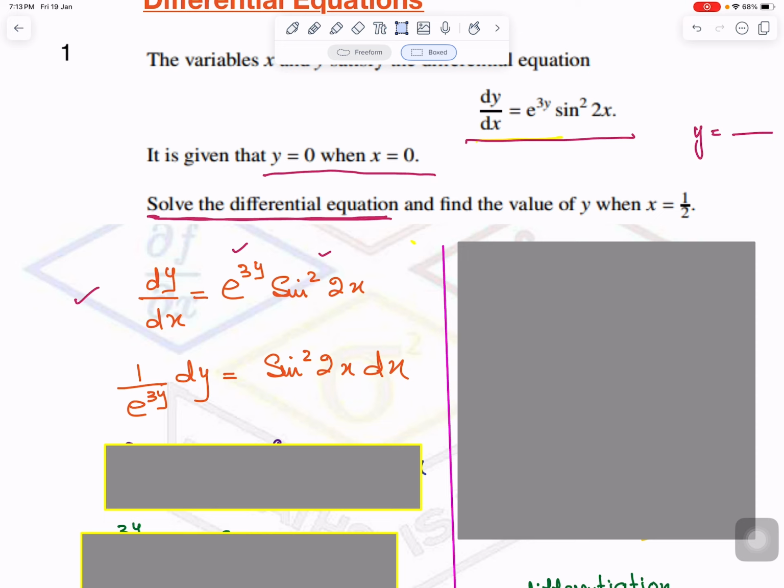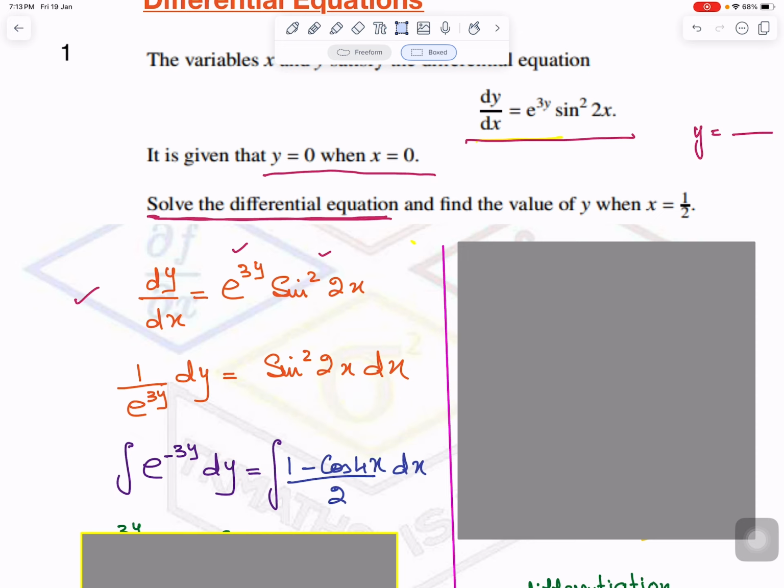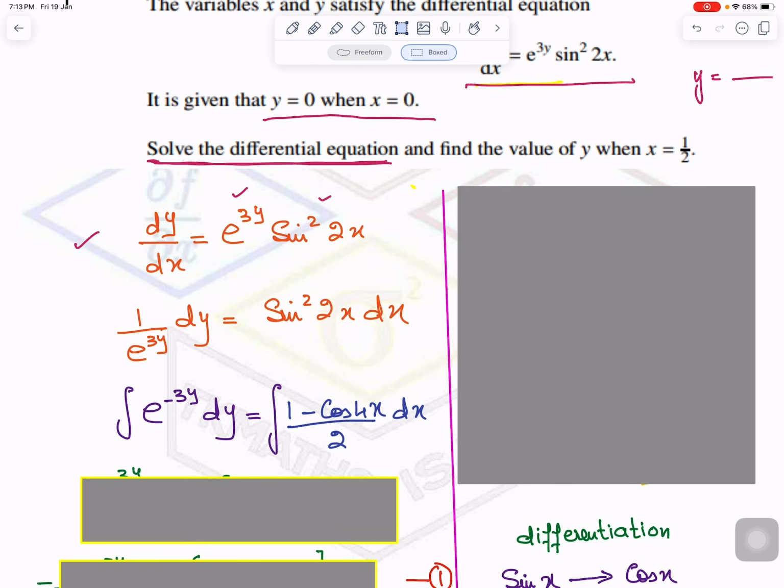So now I will apply the integration sign. First of all, you should know how to integrate an exponential, so e to the power minus 3y, what will it become? I will just show you. But the important thing here is to focus on this. Can you see how sine square 2x became 1 minus cos 4x divided by 2?